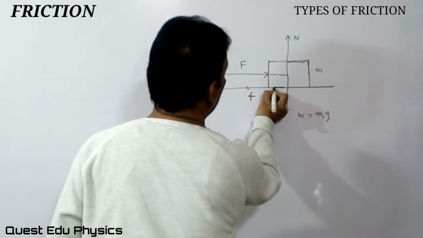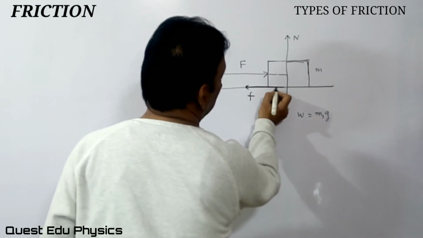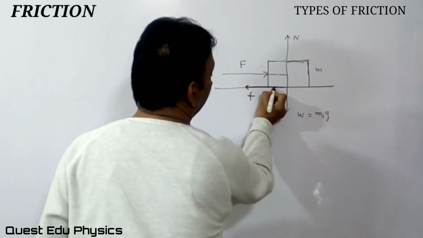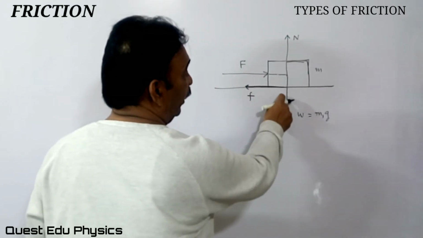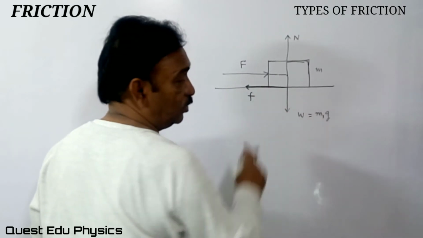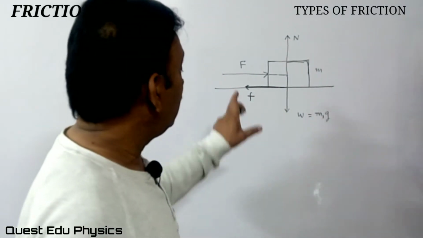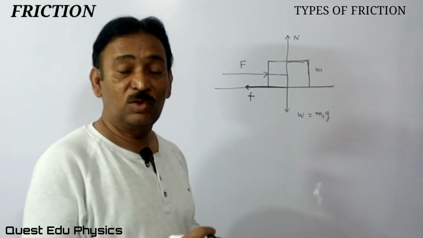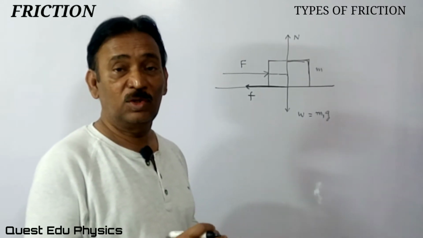Frictional force always acts along the direction of the surfaces in contact. That means the body is in contact, and it works along the line where the surfaces are in contact with each other. That's why it is a contact force, and this is also stated as an electromagnetic force. The frictional force is an electromagnetic force.